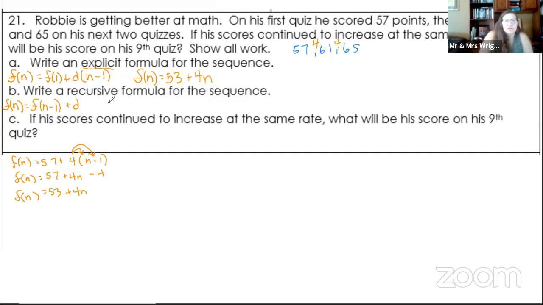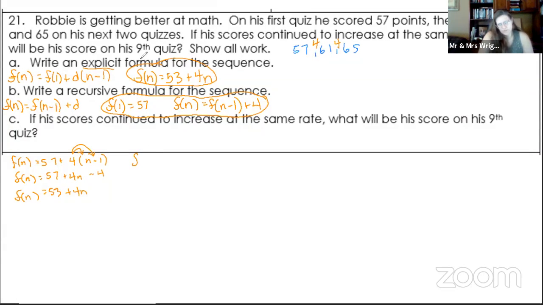Now, when you have this, you have to tell us what the previous term is. So in this case, we can just start with f of 1 is 57. That's going to be the first part of our formula. It does have to be included in the answer. So let's look at this. We're going to have f of n minus 1 plus the difference 4. So this is our recursive formula. You have to have both the information given plus the formula. This is our explicit formula here.